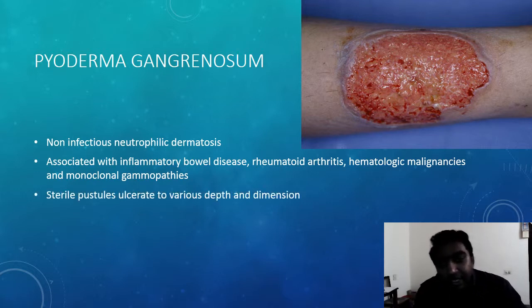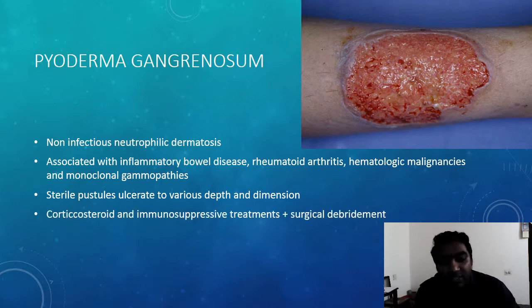It will initially start as sterile pustules which ulcerate into various depths and dimensions. Corticosteroids and immunosuppressive treatments are the mainstay, and surgical debridement is done whenever the wound mandates it.